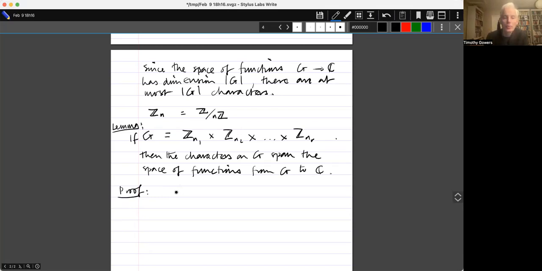So what I'm actually going to do is associate with every element of this group here a character. In fact, I'm going to prove that G is actually isomorphic to the group of characters. Afterwards I'll comment on what the significance of that fact is. But so let u equals u1 up to ur be an element of G. So obviously ui belongs to Zni.